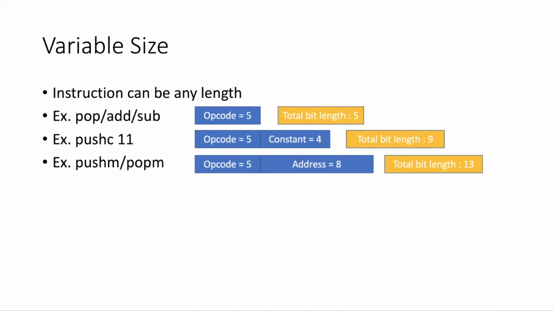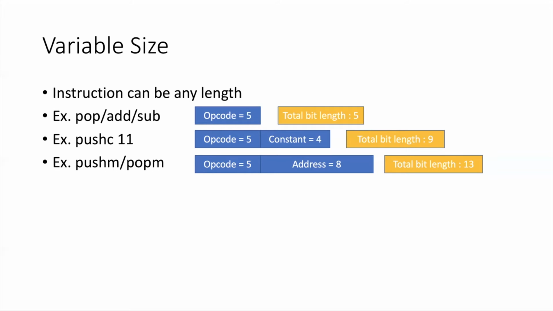total bit lengths are going to be changing and not constant. So for the following examples, I'm using the numbers that were given on the previous slide. So for our pop, add, and subtract instructions, our opcode will be 5, and that is also the total bit length that we will end up with, which would be 5 bits.